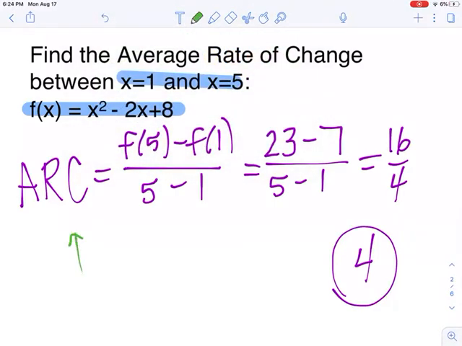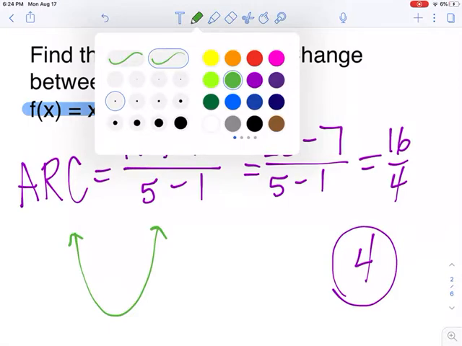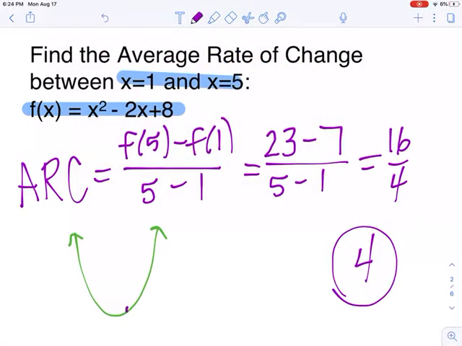What's happening is we have a parabola, and when we take x is 1 and x is 5, our average rate of change, or the slope between those 2 points, is 4.